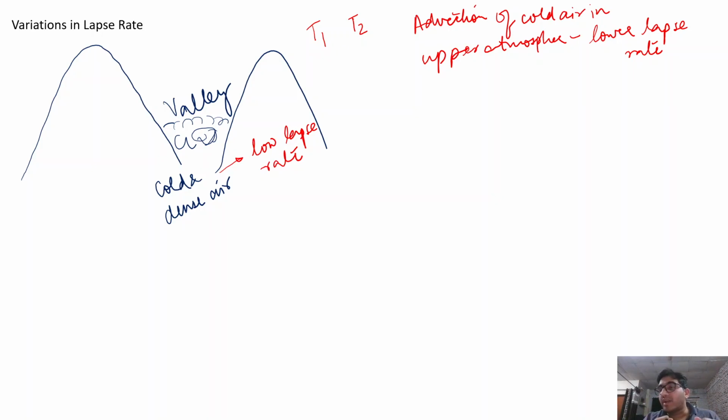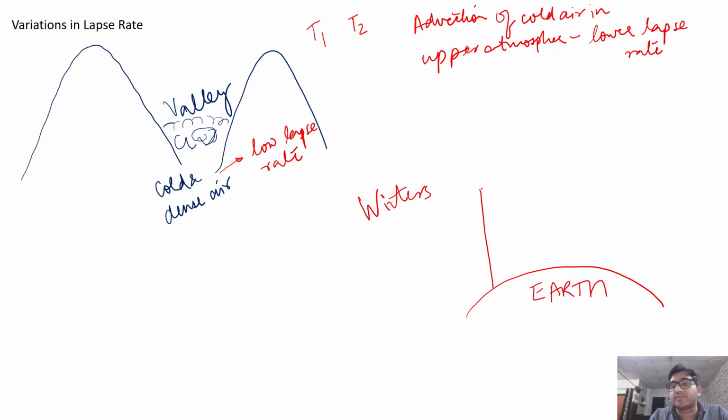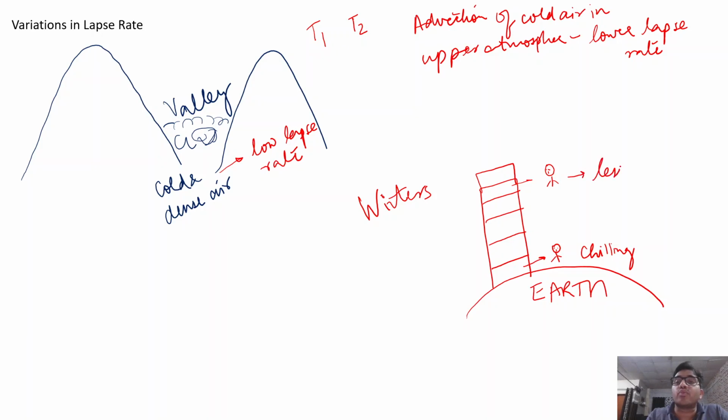Therefore, it will be the lower lapse rate. Sometimes during the winters, many of you must have noticed it, that on the ground floor, let us say this is your building. This is ground floor, first floor, second floor, third floor, fourth, fifth, whatever. So people who are here experience extreme cold, chilling cold. But if you ask the people who are sitting over here at the higher height, then it will be less cold, relatively warmer. So why does this happen?